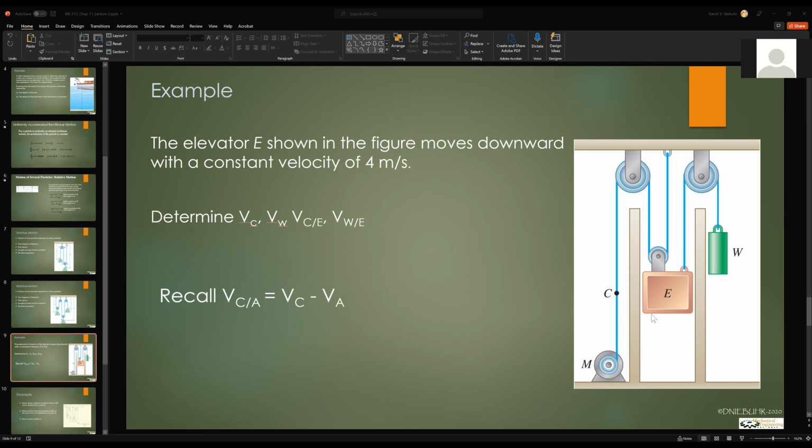So clever idea. Anyway, though, we're given that it has a constant velocity of 4 meters per second. And we want to determine VC, VW, VC relative to E, and VW relative to E. And so remember, our generic equation for relative motion is, if we don't have an A here, but generically, C relative to A is always C minus A. So you just take the first letter minus the second letter to get your equation. So let's go ahead and look at that.